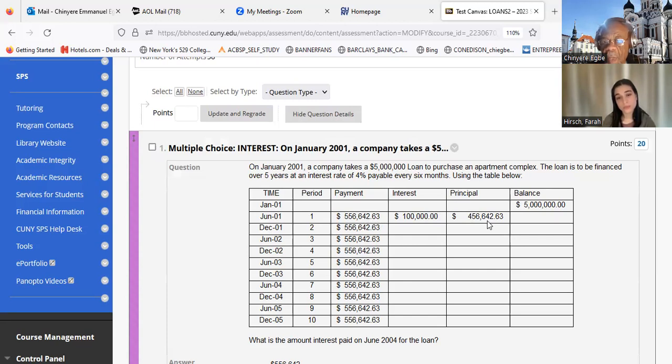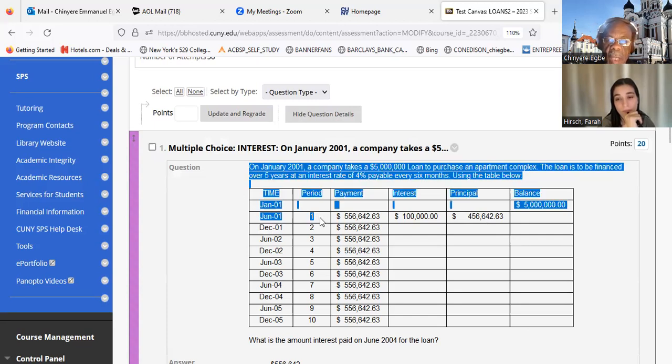Get it? So in a sense, even though you paid 556,642, they're going to say you only paid 456,642 towards your loan. And so they deduct the 456,642 from the 5 million. So that's your balance. Your new balance is smaller than the original 5 million. So the next period, you pay 2% of the new balance.